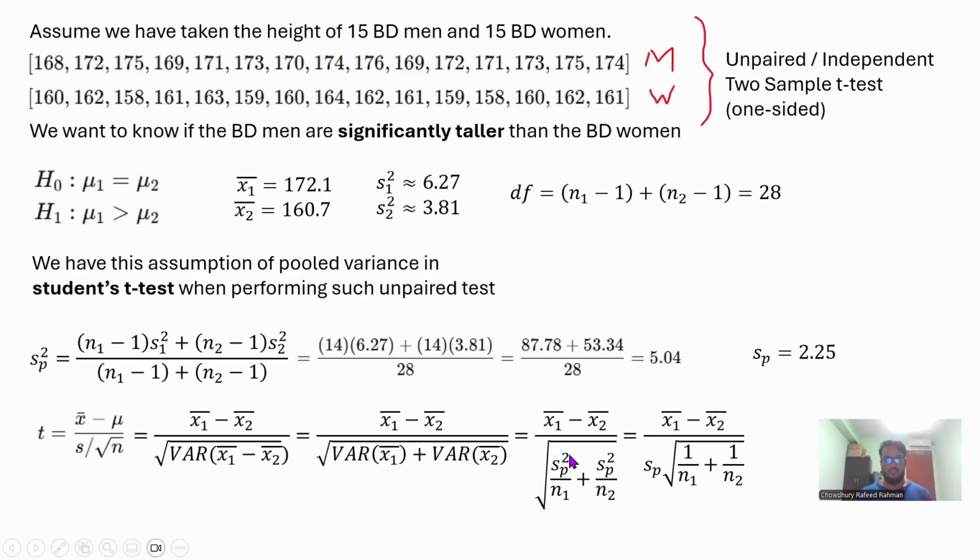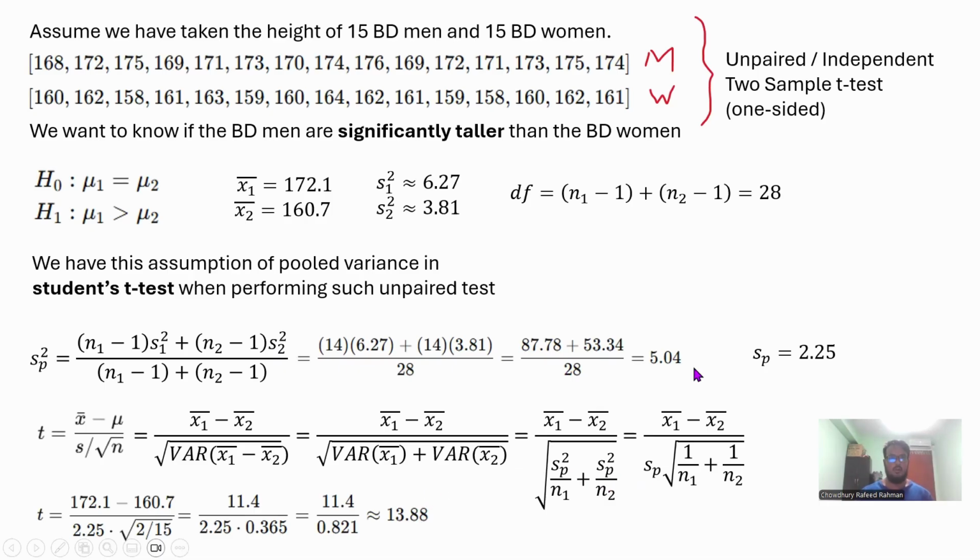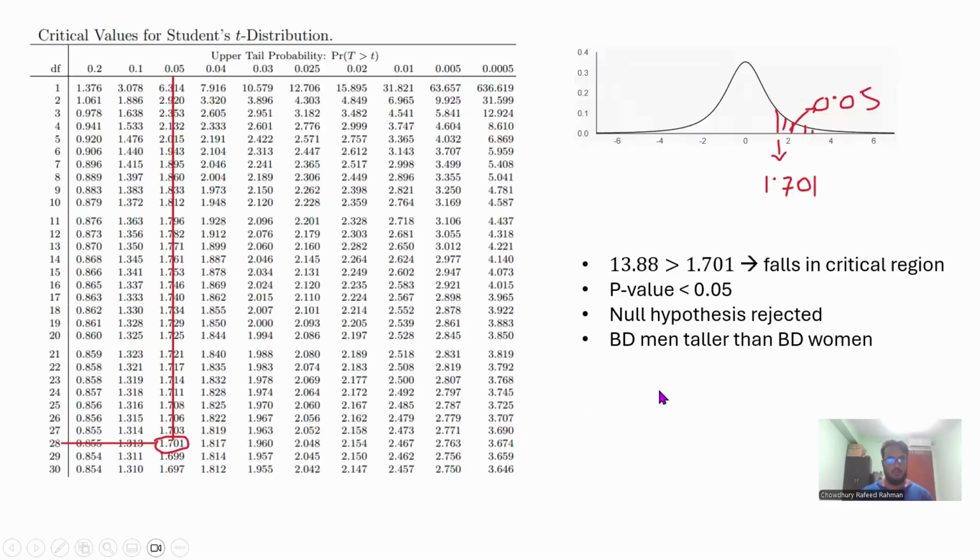So if we just take the sp out, this will be basically our t-score formula. And if we plug in the values here, you are going to get something like 13.88, right? Okay, fine. We know the t-score right now. So we can do the exact same thing we want to get here. This is a one-sided test. We have 28 degrees of freedom, like I said in the previous slide, and we want to get this significance level. So we need to get 1.701. 13.88 is bigger than 1.701. Now hypothesis rejected.